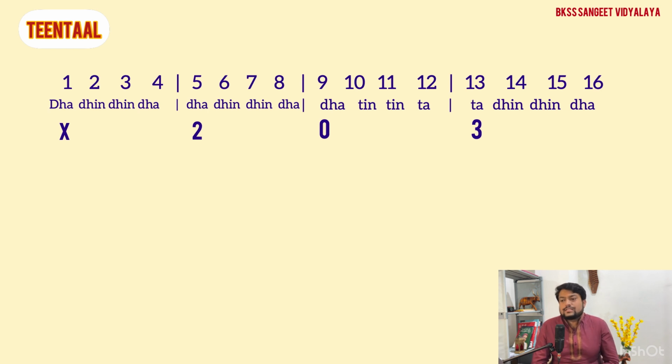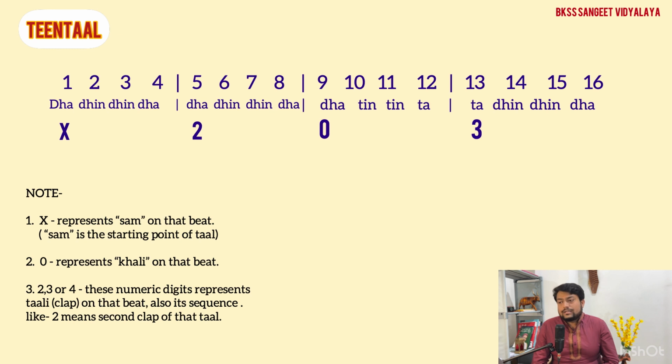So on first it is sum, on fifth it is 2 that represents the second tali, on ninth it is khali, and on 13 it is the third tali. You remember I told that this tal has 3 claps or 3 tali. Claps are known as tali in Hindi. Okay, so there is a small note. X represents sum on the beat. What is sum? Sum is the starting point of the tal.